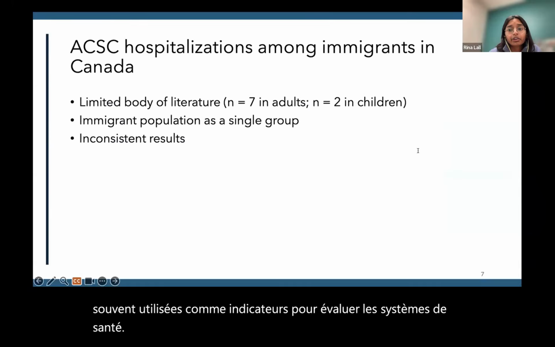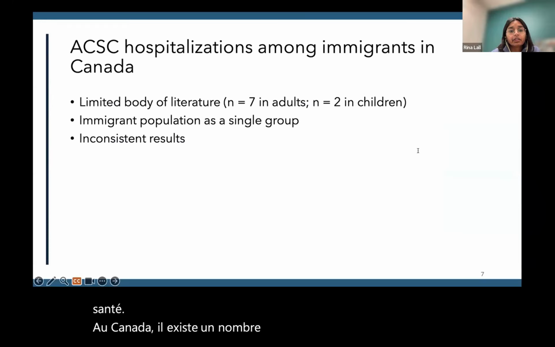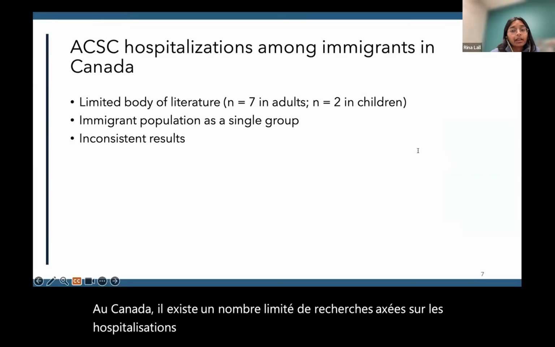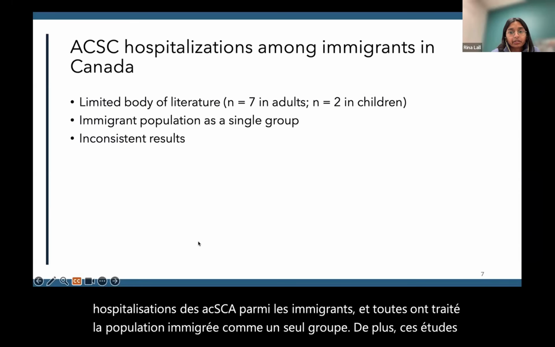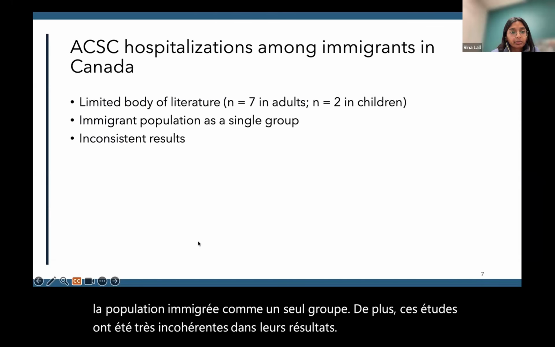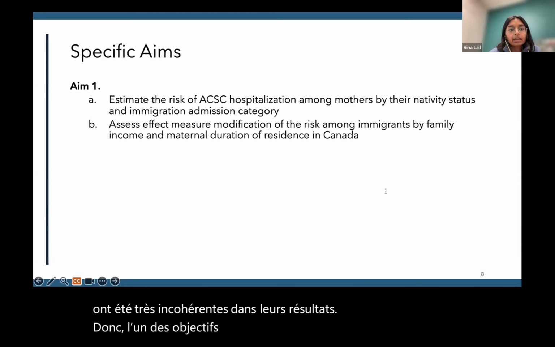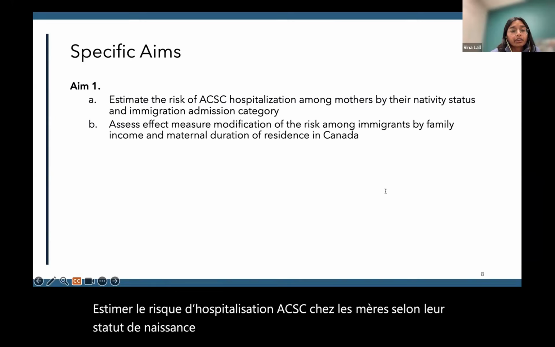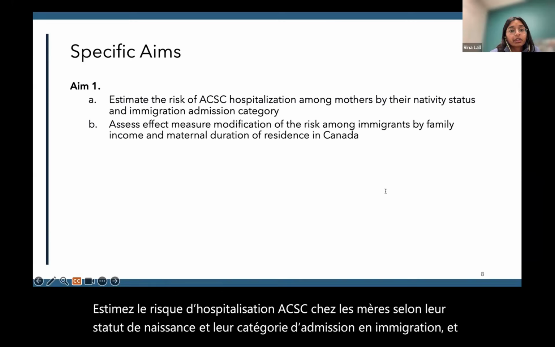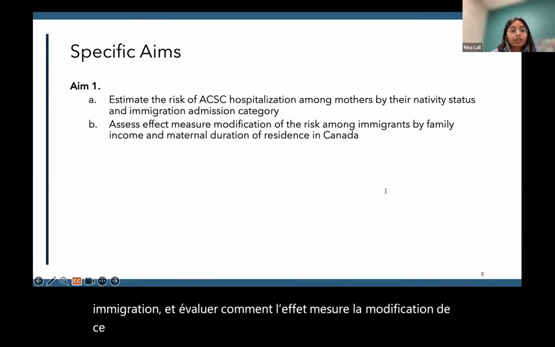In Canada, there is a limited body of research that focuses on ACSC hospitalizations among immigrants, and all have treated the immigrant population as a single group. Furthermore, these studies have been very inconsistent in their findings. So one of the main aims of my thesis is to estimate the risk of ACSC hospitalization among mothers by their nativity status and also immigration admission category, and assess effect measure modification of this risk among immigrants by family income and maternal duration of residence in Canada.